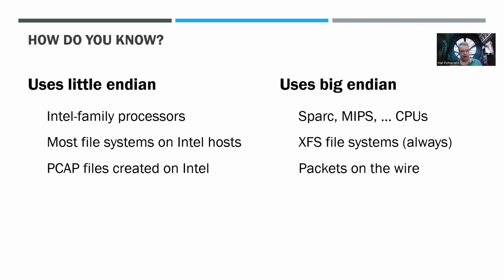Anyway, packets on the wire, always in network byte order, which is big endian. PCAP files created on Intel, little endian byte order. File systems on Intel hosts, all little endian except for XFS. And your processor is probably an Intel family processor. So little endian byte order. Great.